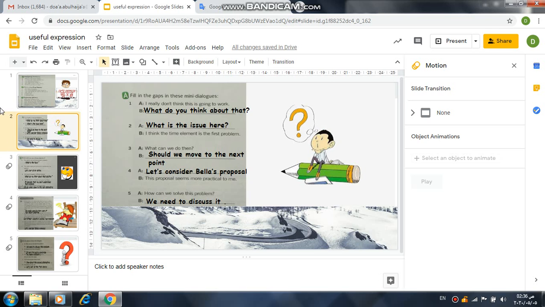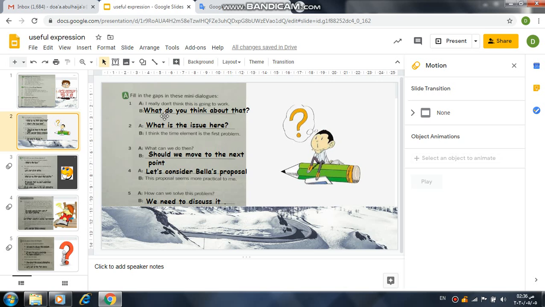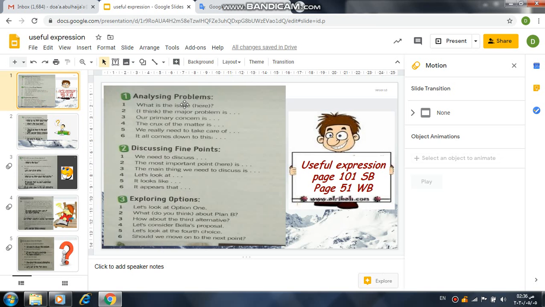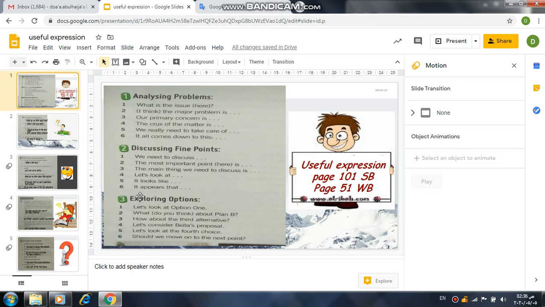Fill in the gaps in this mini dialogue. Number 1, I really don't think this is going to work. I think we will use it from number 3, exploring options: what do you think about that? Number 2, I think the time element is the problem. I think we will go to analyzing the problem because we talk about what the problem is. So we will use: what is the issue here? Number 3, what can we do then? I think we will use it from exploring options.